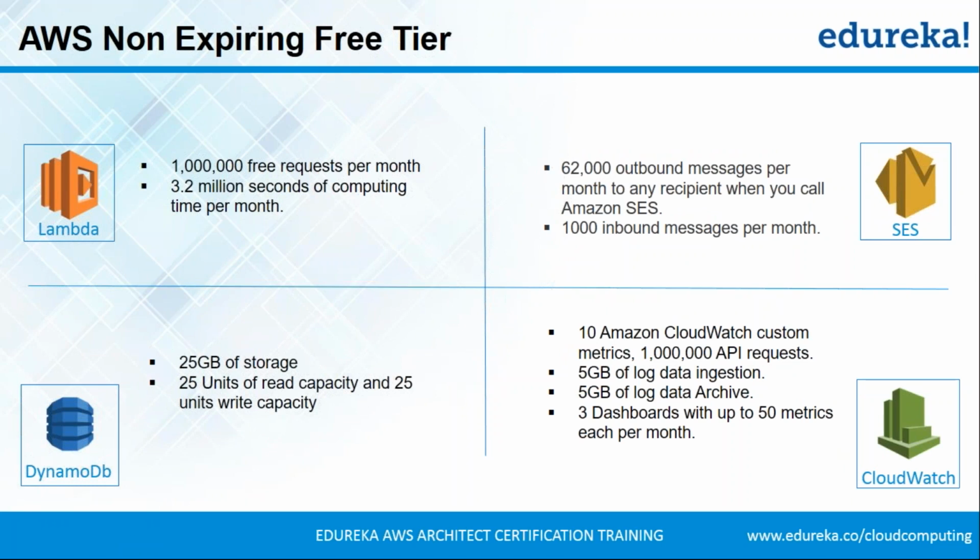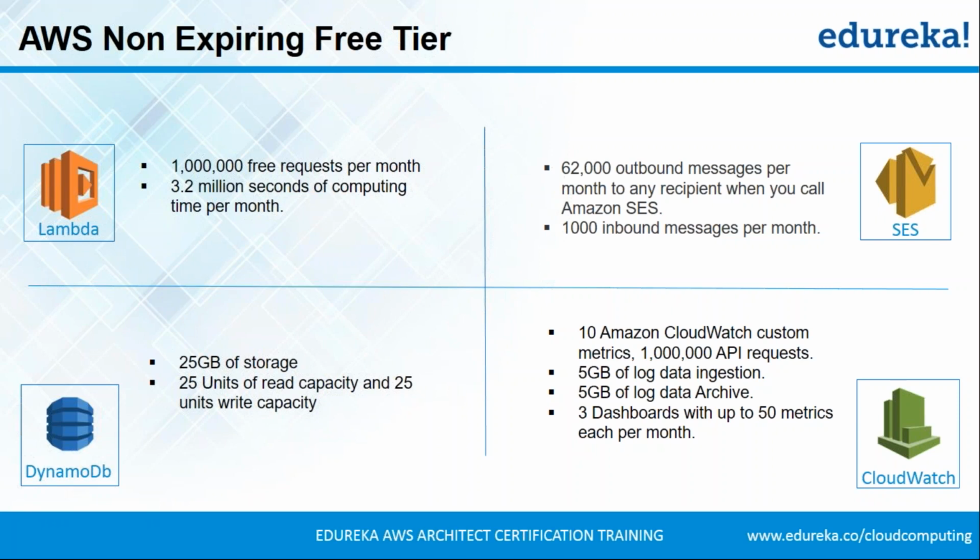Next up, you also get 3.2 million seconds of computing time per month. Now what is computing time? Like I told you, Lambda is used to execute your background tasks, right? Whatever time each task takes, all that time is computed and aggregated, and if it falls within 3.2 million seconds, these seconds are free for you, right? Interesting, right? So this is the free tier that is offered by Lambda.